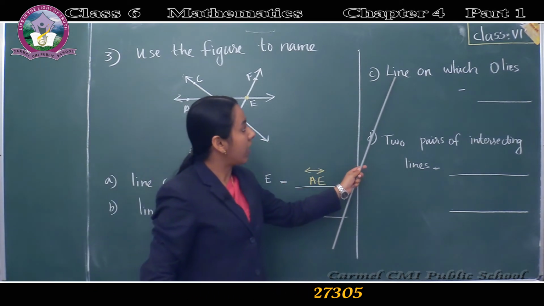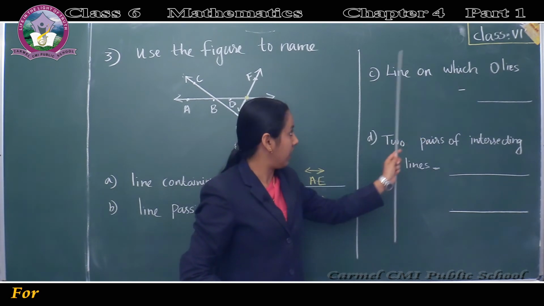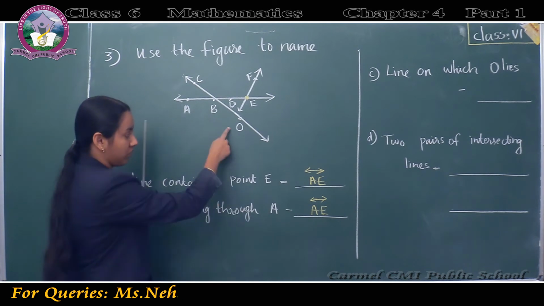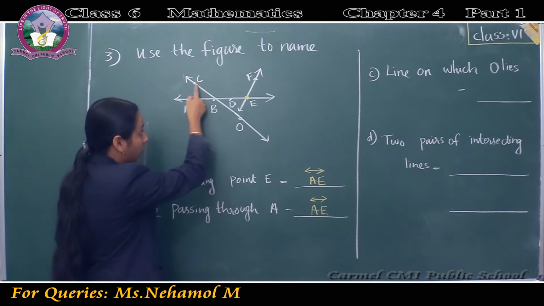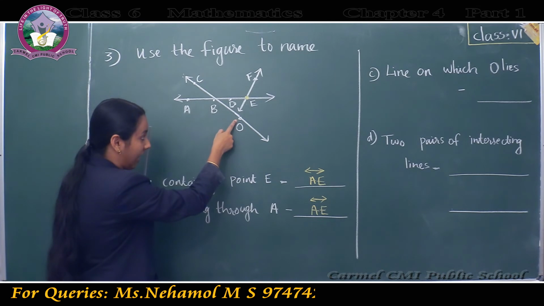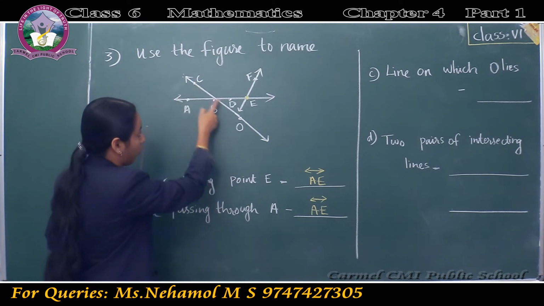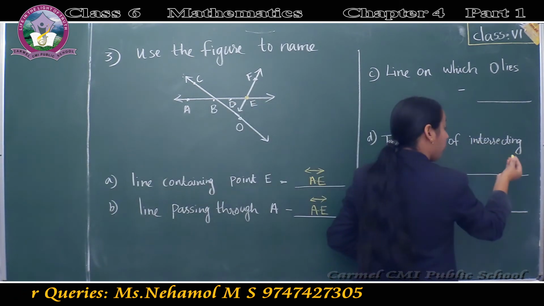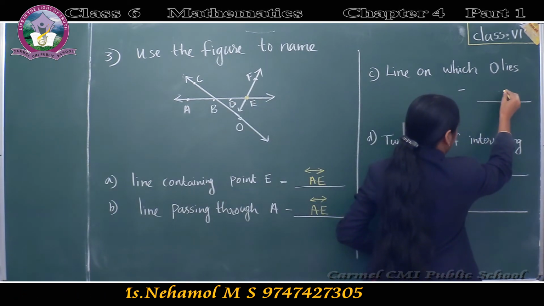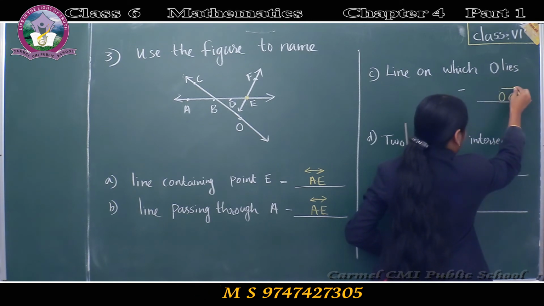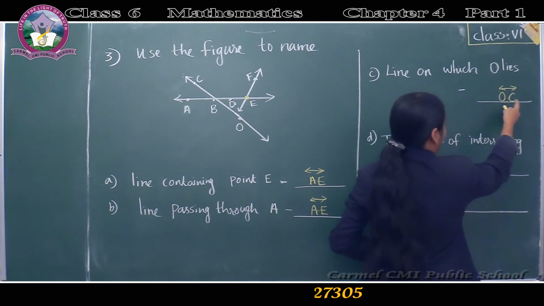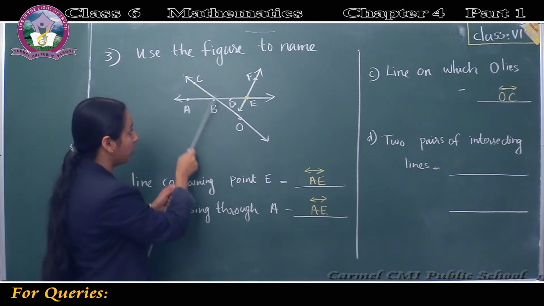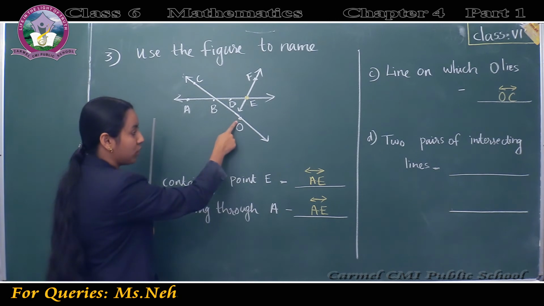Third one, the line on which O lies. The line on which the point O lies. Where is the point O? This is O. Then the line on which the point O lies is CO. This is line CO. So the answer is CO or OC. Both are correct, CO or OC.